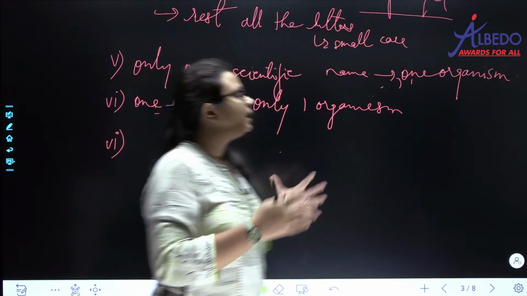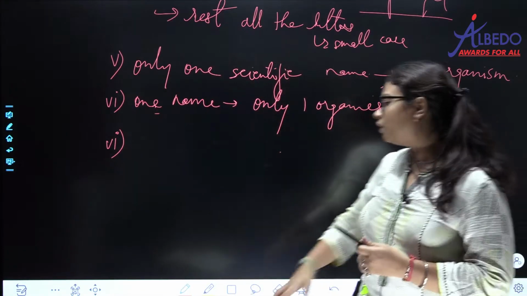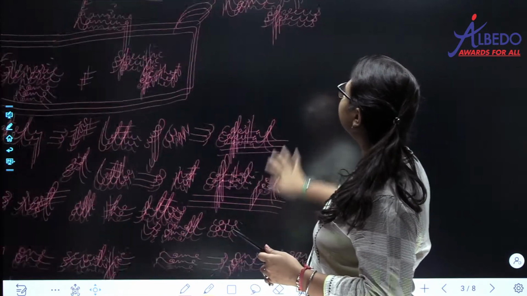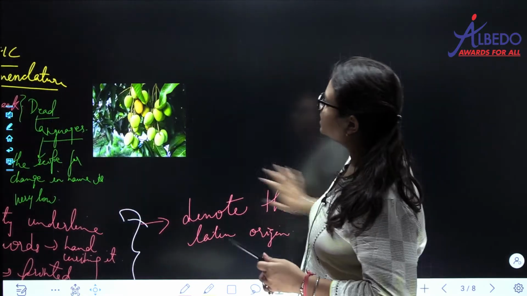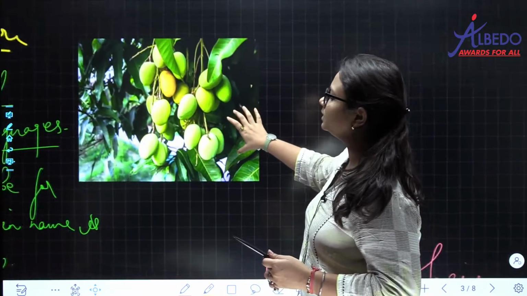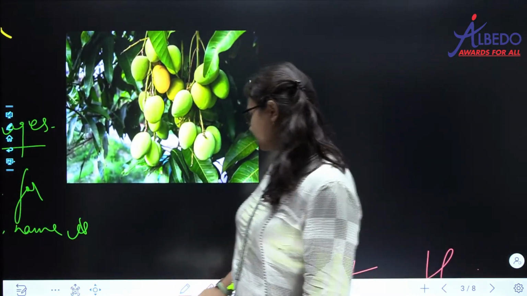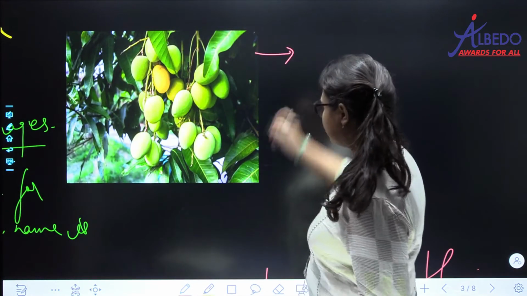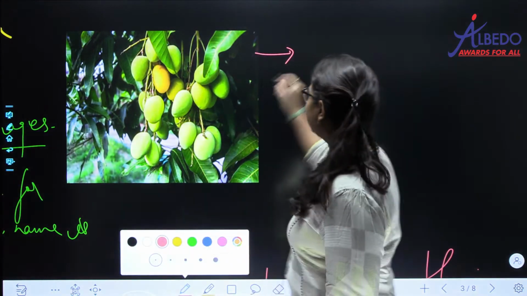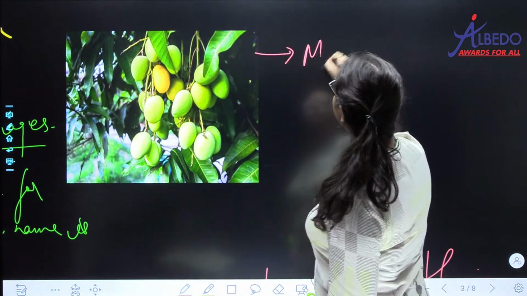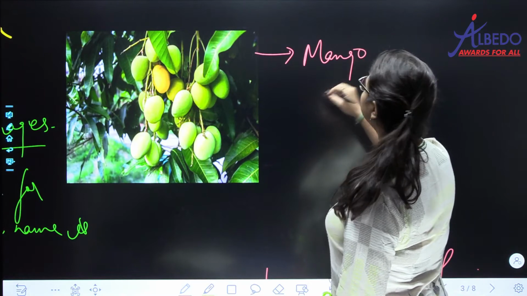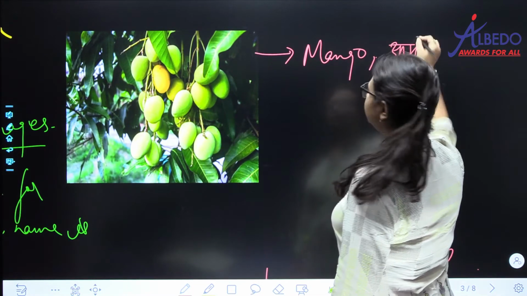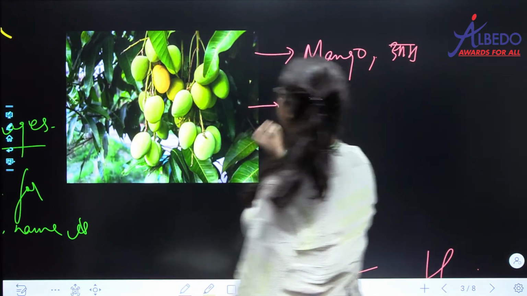But before this rule, let me tell you the example of a scientific name. है ना? What we are seeing here is a mango plant, है ना? The common name of this is Mangifera indica. I'm very sorry, the common name is mango, है ना? इंग्लिश में हम कहते हैं मैंगो, है ना? हिंदी में हम कहते हैं आम. ठीक है? चलिए.